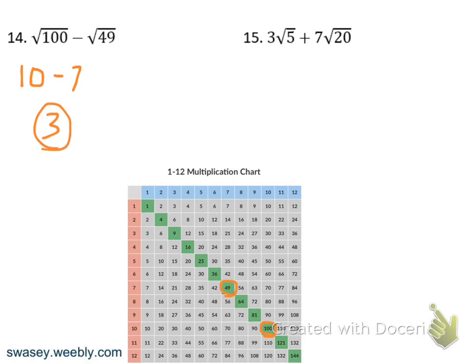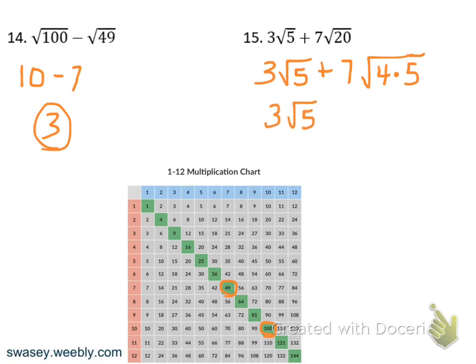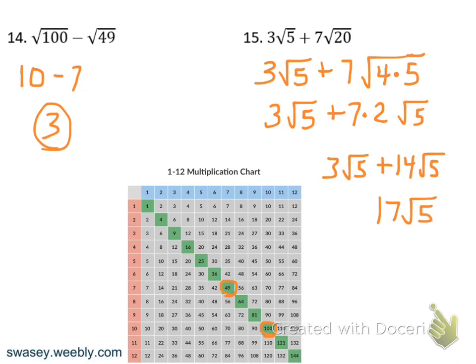Number 15, they're not like radicals, but we can get the square root of 20 to simplify some. So for 20, we have a perfect square factor of 4. 4 times 5 is 20. Square root of 4 is 2, so we have 7 times 2 times the square root of 5. So that's 3 square roots of 5 plus 14 square roots of 5. Total of 17 square roots of 5.